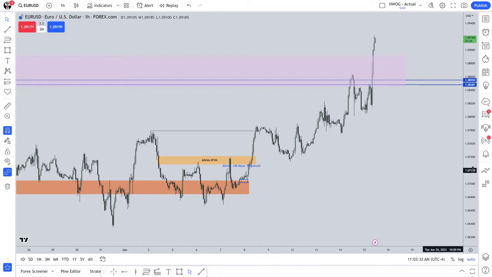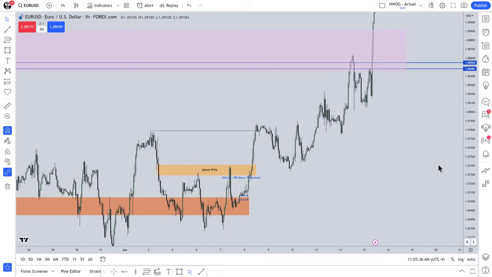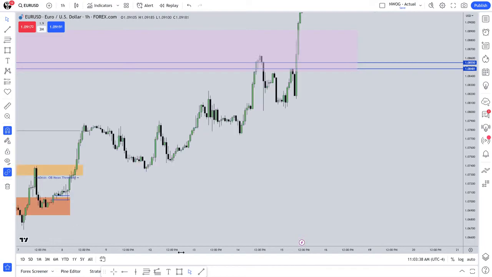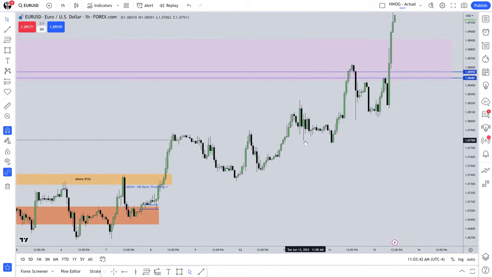So we have on the 13th, which is here, market drops down, takes out sell side. What is this high right here? Last up close candle, what is that? It's not a breaker.